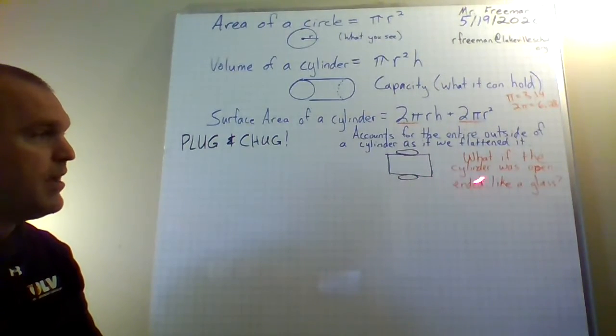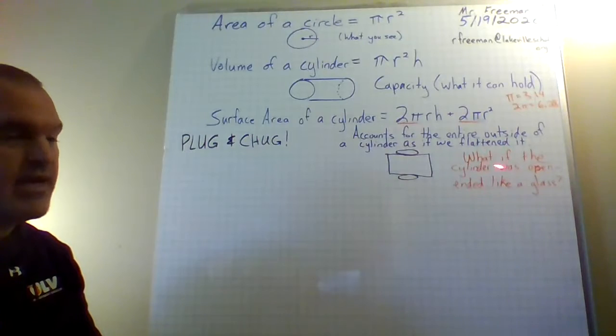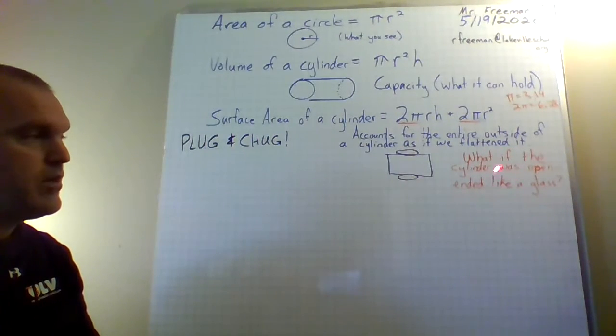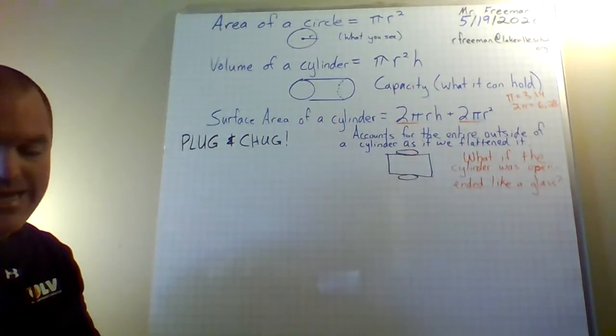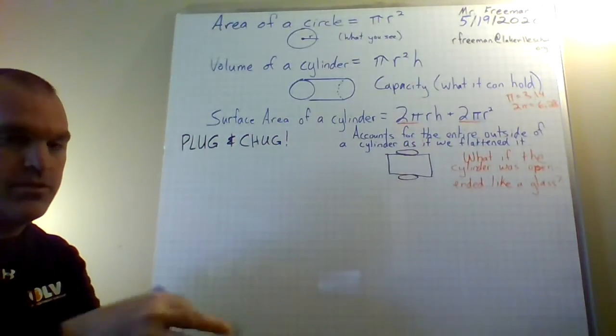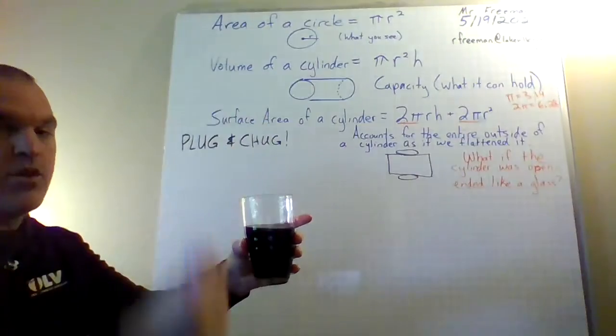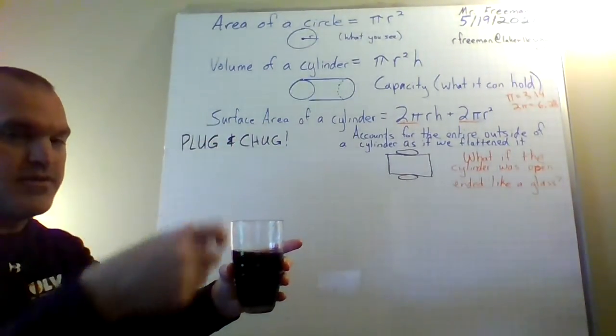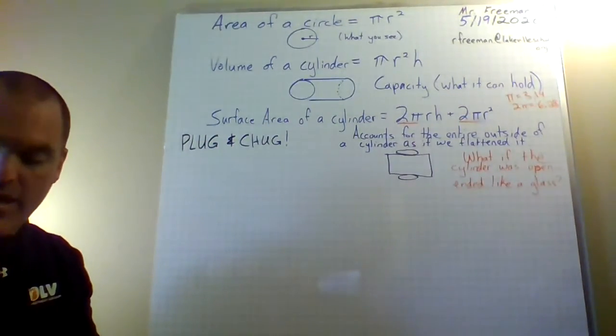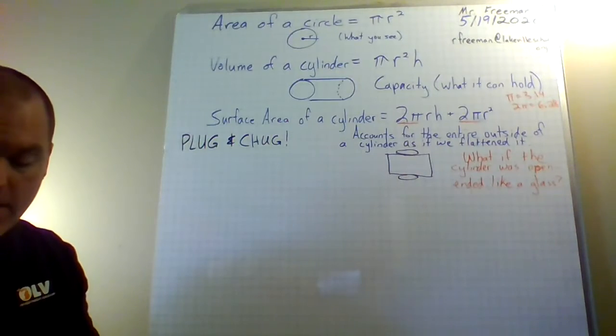Okay, but I did write this red question over here to get you thinking about one of the questions we're going to do on, I think, the second page. What if the cylinder was open ended, like a glass? Like what I poured this into, the top is open. So there's not a surface area on the top. So think about that for a minute as we go through doing these.